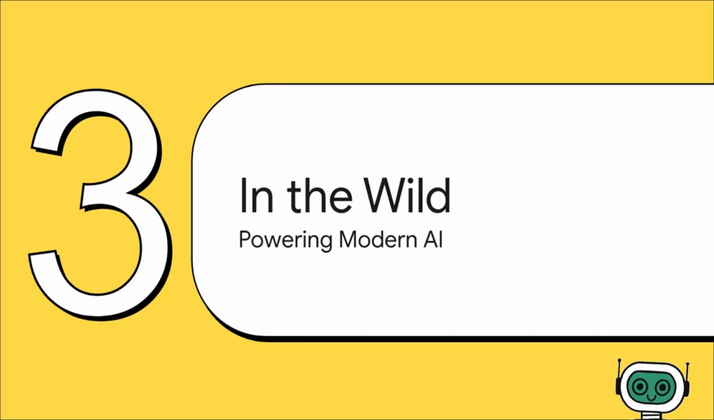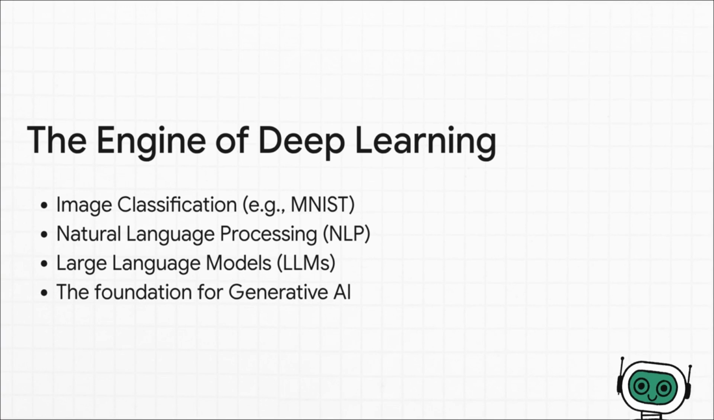All right, so let's talk about how this actually powers the AI we see all around us. Because this isn't some abstract theoretical idea. It is the engine behind almost all of modern deep learning. Backpropagation is the standard way we train models for image classification. Everything from the classic handwritten digit problem all the way to the complex vision systems in self-driving cars. It's at the core of natural language processing, and it's exactly how today's large language models are trained. If a machine has learned to do something complex, you can be pretty sure backpropagation was the teacher.